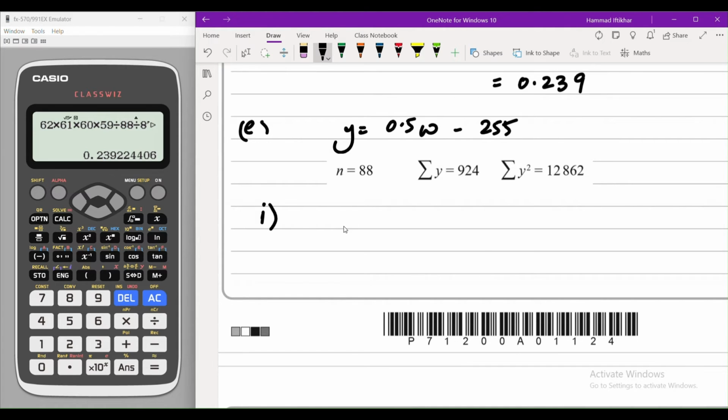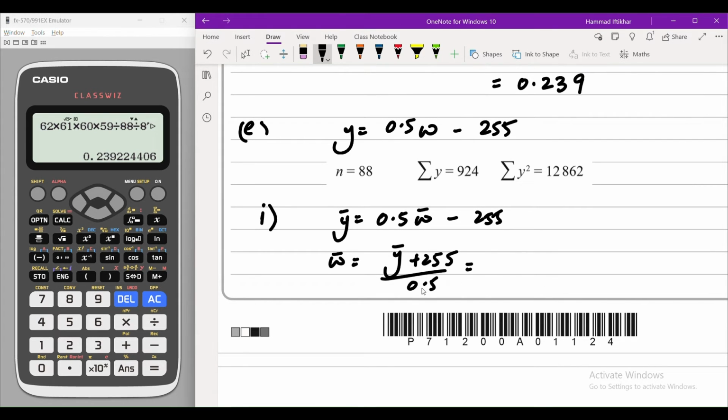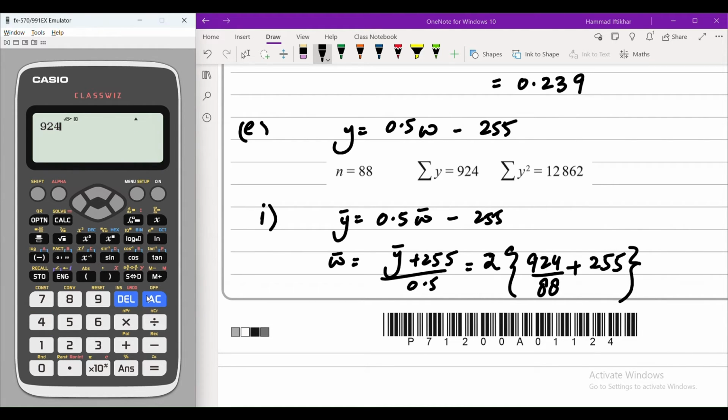Now for the mean, we know that y bar will be equal to 0.5 w bar minus 255. So to find out w bar, we just have to do y bar plus 255 divided by 0.5. Divided by 0.5 means times by 2. So y bar is 924 divided by 88 plus 255. So 924 divided by 88 plus 255 times by 2, that is 531.